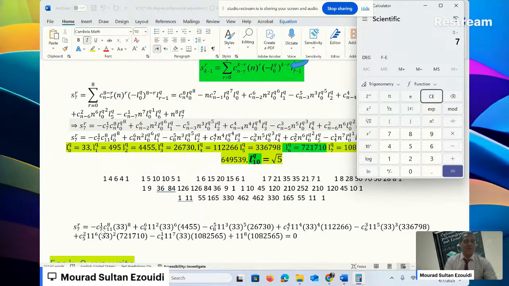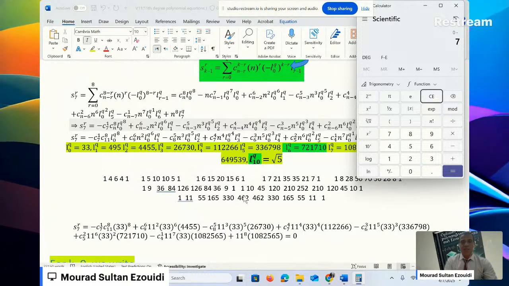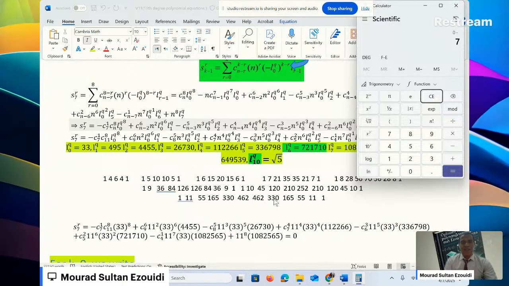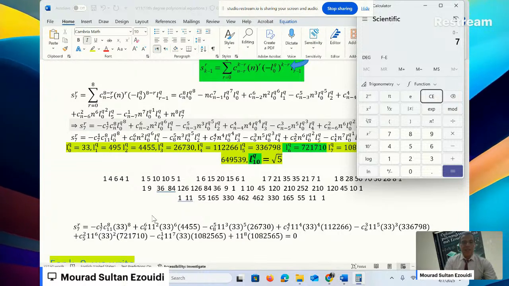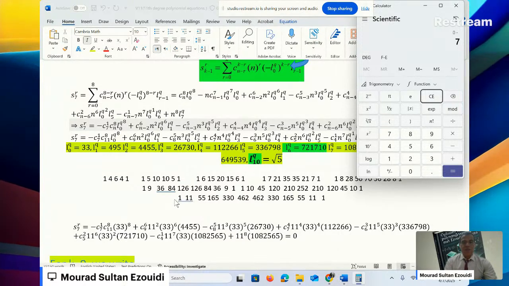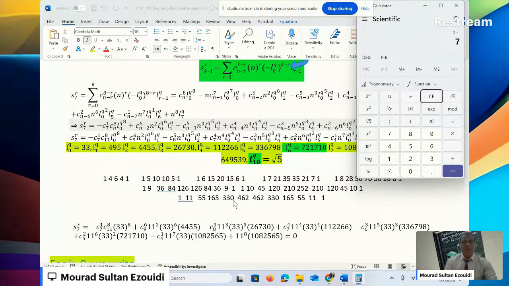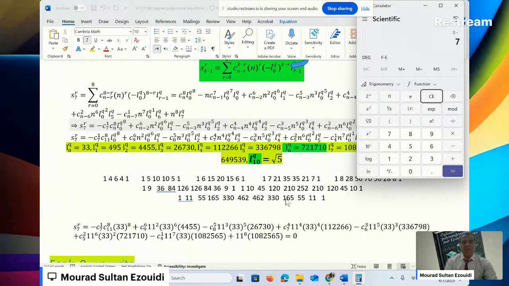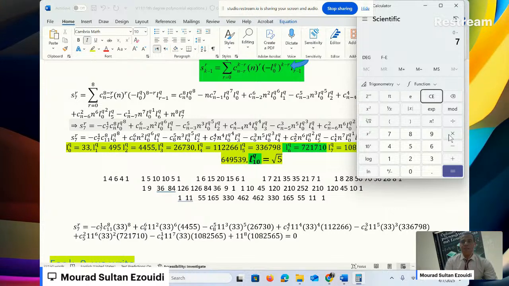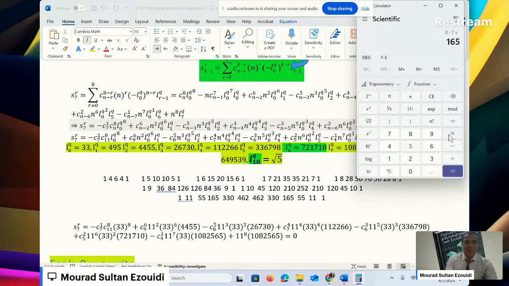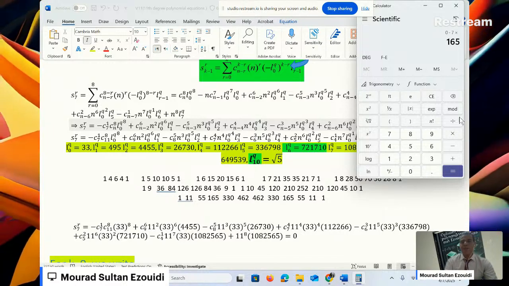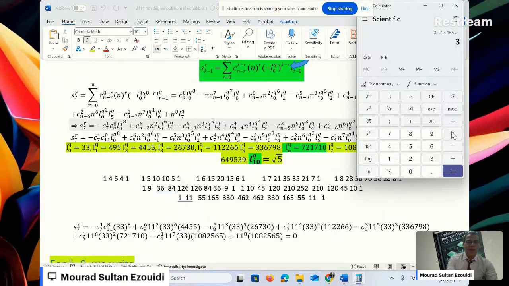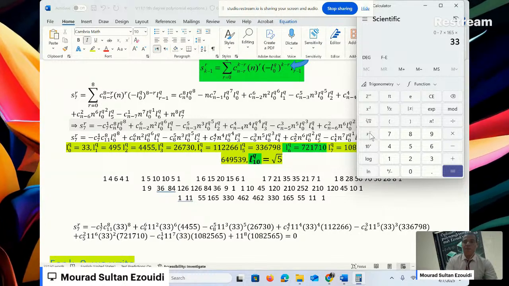Because in the formula, negative 7 should be times 11, and the exponent should be 1, 2, 3, 4, 5, 6, 7. This is 8. Again, 11 to the 8 means 1, 2, 3, 4, 5, 6, 7, 8, multiplied by 165, multiplied by 33 raised to the power 8.